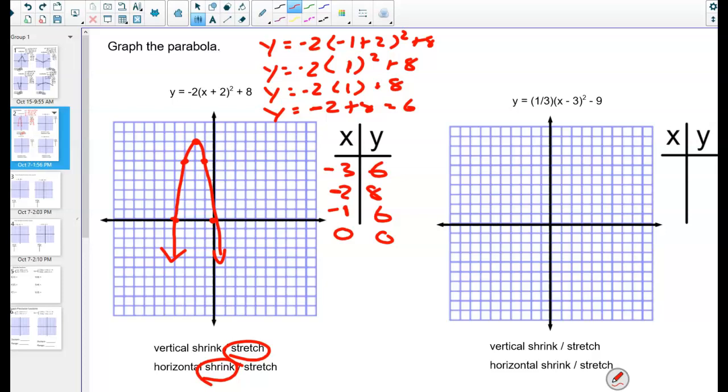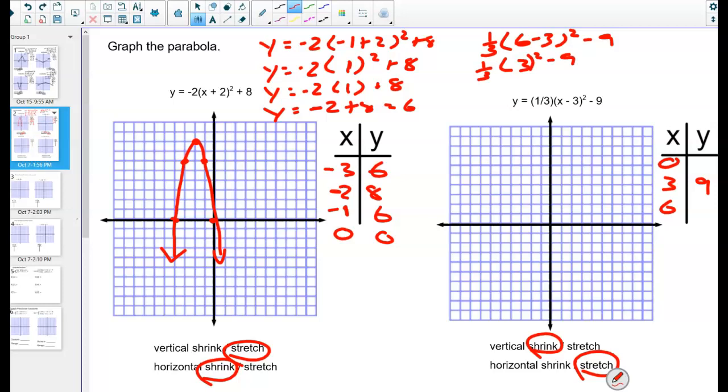The second one here, my 1/3 represents vertical shrink, horizontal stretch. My vertex is 3, 9, and I'm going to count by 3's. 0 and 6. So 1/3 times 6 minus 3 squared minus 9. 1/3, 3 squared minus 9. 3 squared is 9. Minus 9, so we end up with 3 minus 9, which is a negative 6.